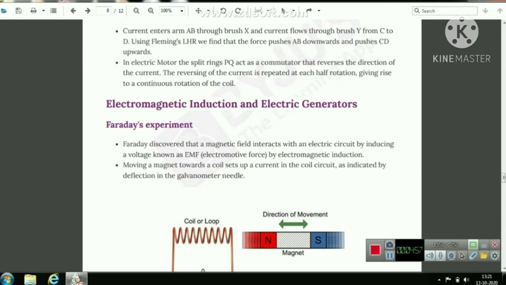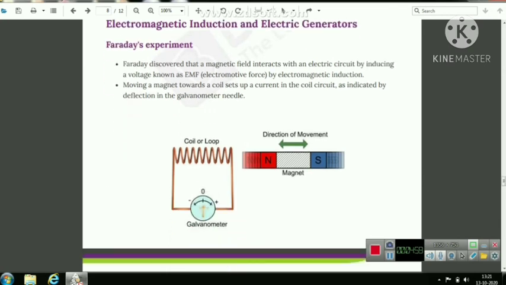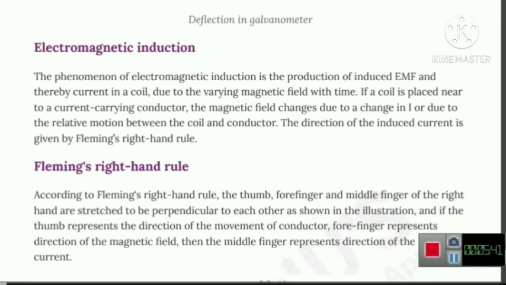Here you can easily see that if we keep a galvanometer in the coil or the loop of the current carrying conductor, and if we take this bar magnet near this conductor, then it experiences a force that is called electromotive force due to electromagnetic induction. Electromagnetic induction is what we will see.